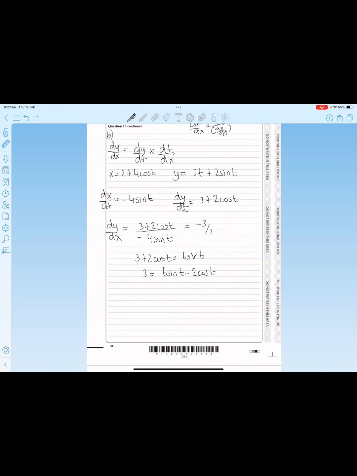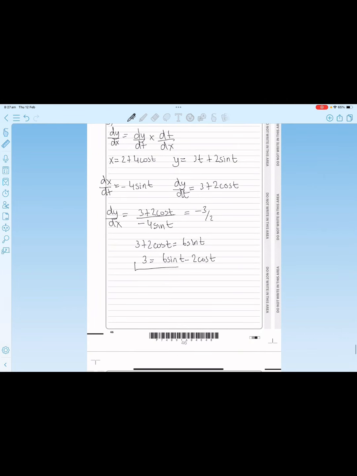Now, this is, I guess, the unique selling point of this question. You know, Edexcel do like to blend different types of questions. In this case, the stronger sitters of this exam would be able to identify that this is the form for your R sine (t minus alpha).